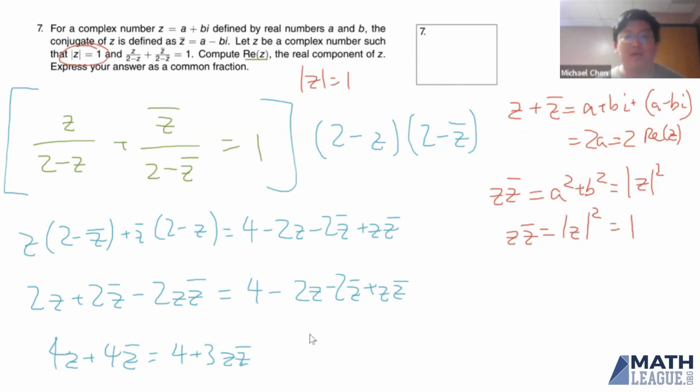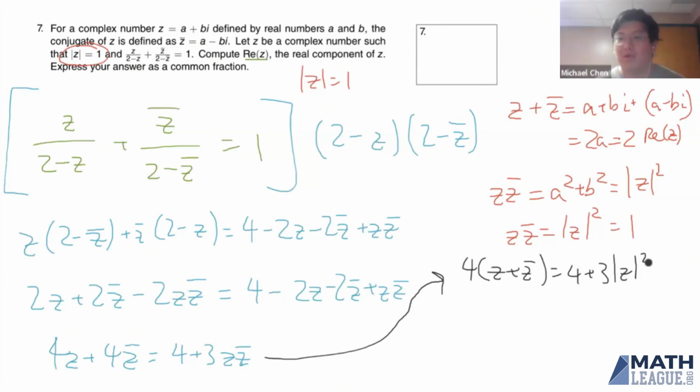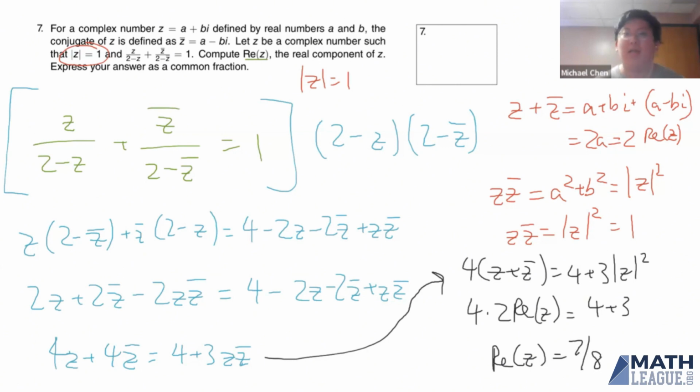So that means that if we come down here and rewrite this equation, we have 4 times z plus z bar is equal to 4 plus 3 times the magnitude of z squared. This is 4 times 2 times the real component of z is equal to 4 plus 3. So that means that the real component of z is equal to 7/8, and that is our answer.